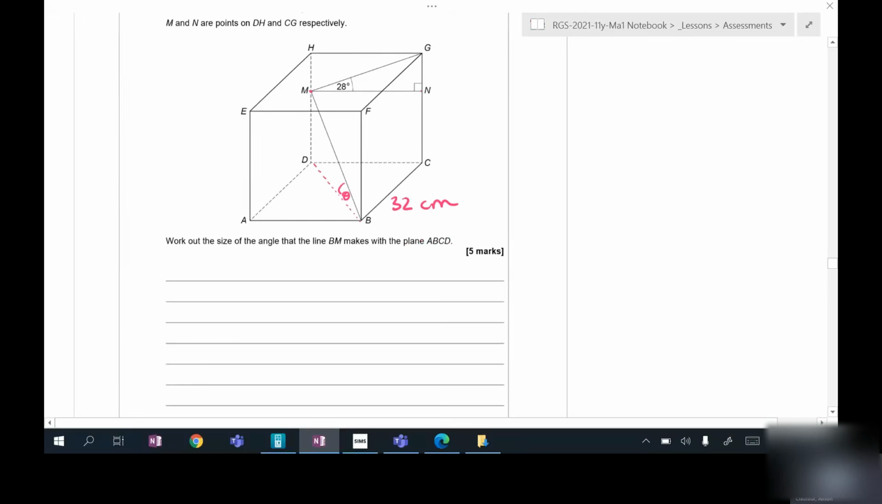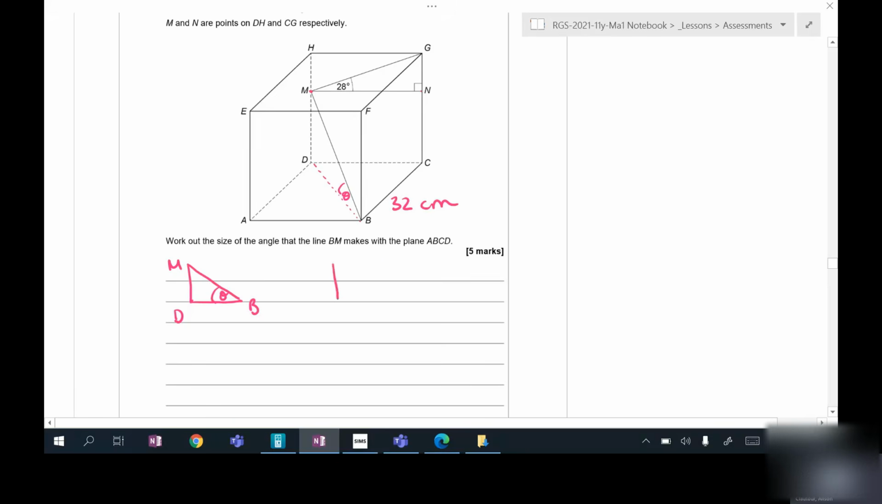So if we draw out a 2D version of this triangle, this is point B, D, M. Okay, so we don't have any information about that triangle at all. So I'm going to look for the sides. If I look at the side DB, that is on the base.